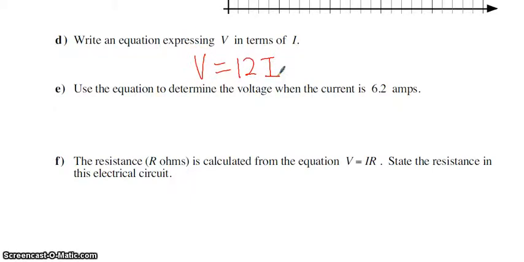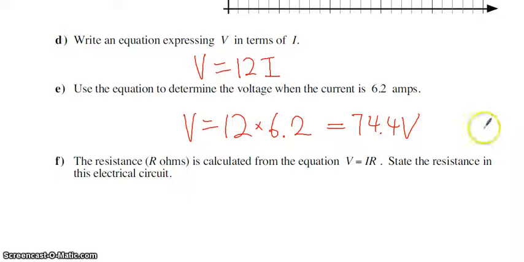Use the equation to determine the voltage when the current is 6.2 amps. V is 12 times 6.2. And then you put it in your calculator, and then you got the answer.